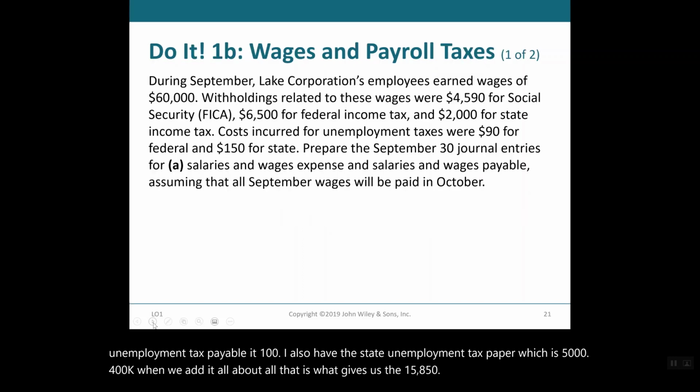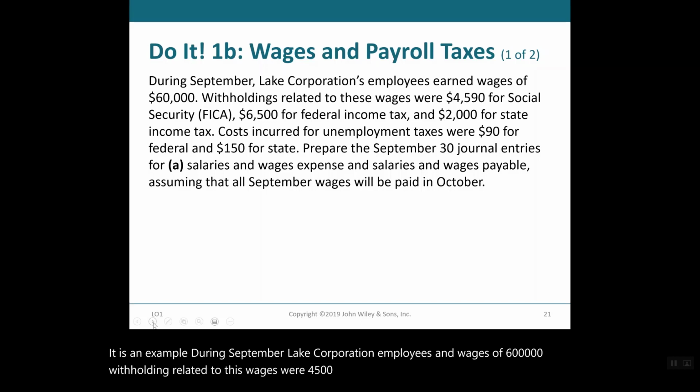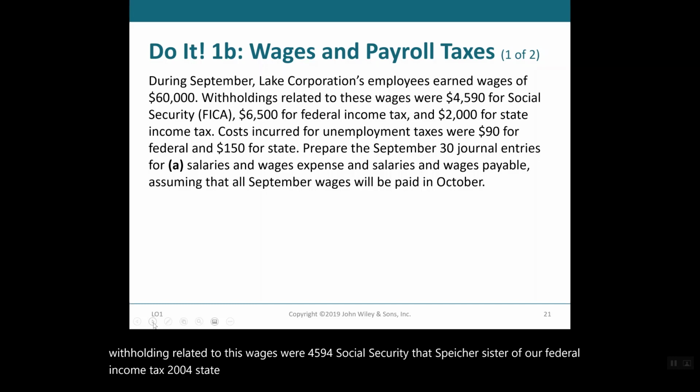All right, so this is an example. During September, Lake Corporation employees earned wages of 600,000. Withholding related to these wages were 4,590 for Social Security, that's FICA, 6,500 for federal income tax, 2,000 for state income tax. Costs incurred for unemployment taxes were 90 for federal and 150 for state. So these two are for the employer's payroll expenses.